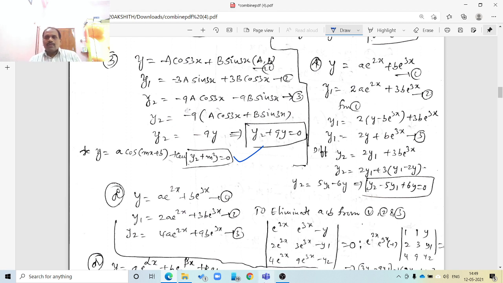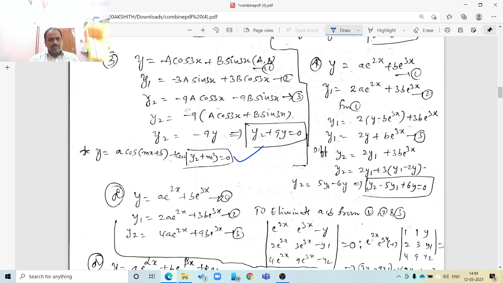That means the process we are adopting here is differentiating y with respect to x 2 times and eliminating the arbitrary constant. That is the main important thing to form a differential equation. For some questions it is very difficult to adjust the problem.